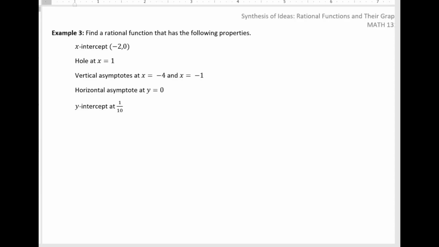Let's try to find a rational function with the following properties. And we're going to, again, identify where these characteristics belong. If they belong in the numerator, which is the top, or the denominator, which is the bottom of our rational functions. So first one is an x-intercept of -2, 0. X-intercepts come from the numerator.